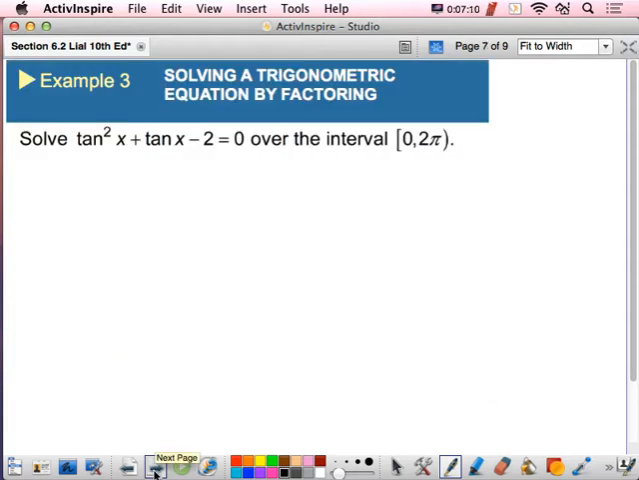Okay, so let's take a look at another example. Here we have that the tangent squared of x plus the tangent of x minus 2 equals 0. We'd like to solve that over an interval from 0 to 2 pi. Notice that we've moved from thetas to x's and from degrees into radians.